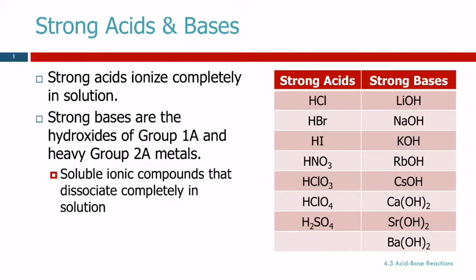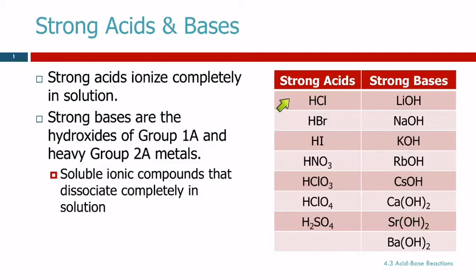Okay, section 4.3 is about acid-base reactions, and this is a very important class of reactions. So let's review what a strong acid is. A strong acid is an acid that ionizes completely in solution. A strong acid is a strong electrolyte. So when you have a strong acid in solution, you only have the ions that it forms. You don't have any of the intact molecules.